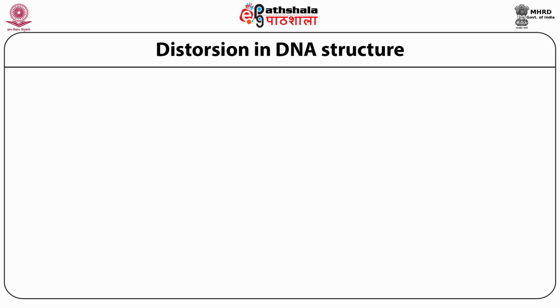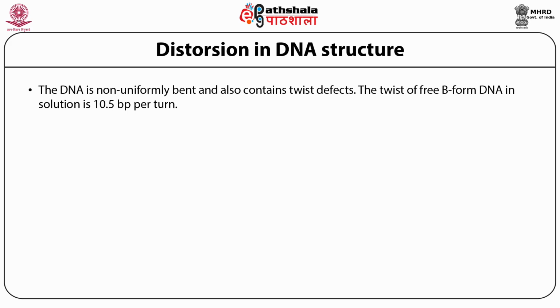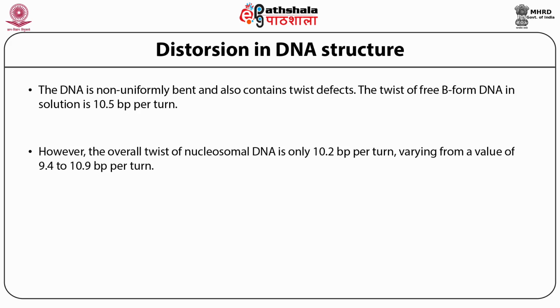Distortion in the DNA. The DNA is non-uniformly bent and also contains twist defects. The twist of free form of DNA in solution is 10.5 base pairs per turn. However, the overall twist of nucleosomal DNA is only 10.2 base pairs per turn, but this varies from 9.4 to 10.9 base pairs per turn.